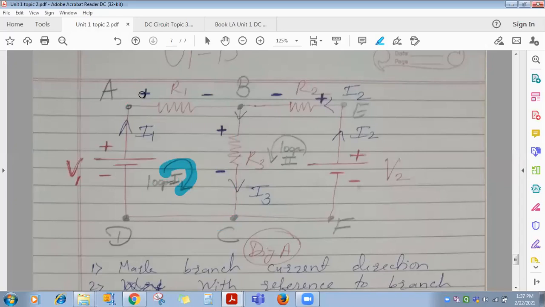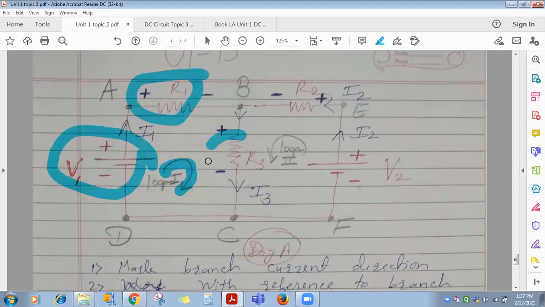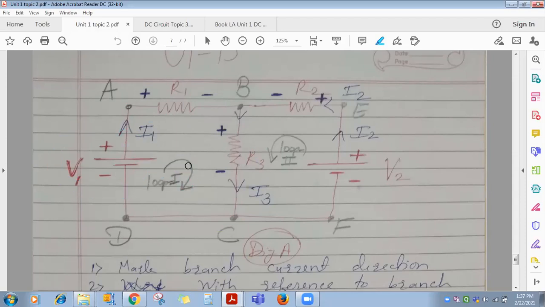Now see, what is KVL? In an electric circuit, in every closed loop, the algebraic sum of voltage sources and voltage drops is 0. Now in the first loop, we are moving clockwise. How many voltage sources are there in this first loop, A, B, C, D? Only one.